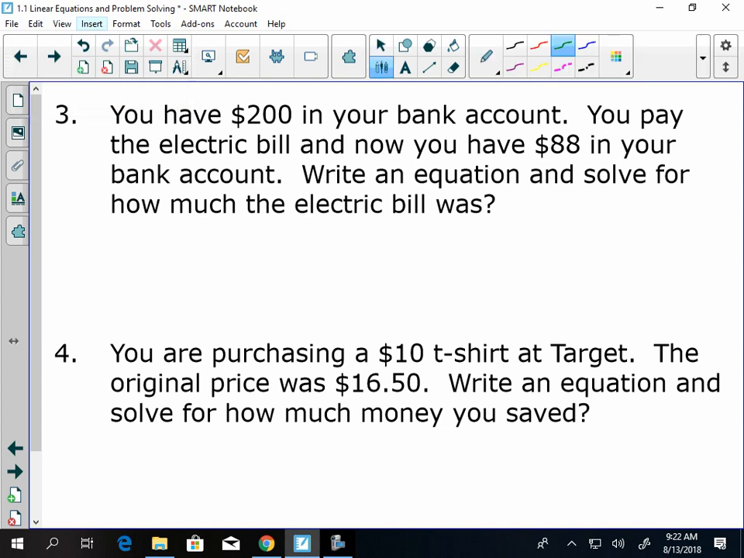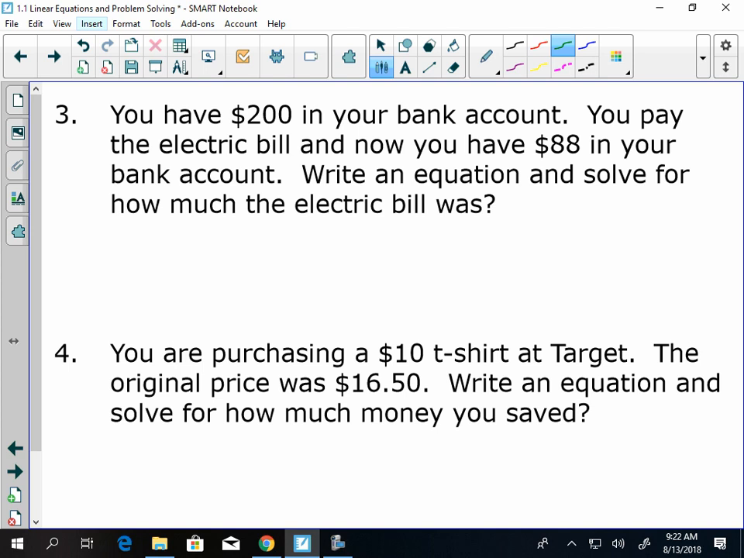Okay, so I have $200 in my bank account. I pay my electric bill. Now I only have $88 left. Now I have to write an equation to solve for how much the electric bill is. This is a little more algebraic when we set it up.